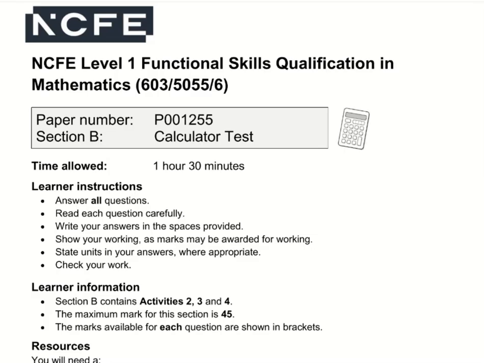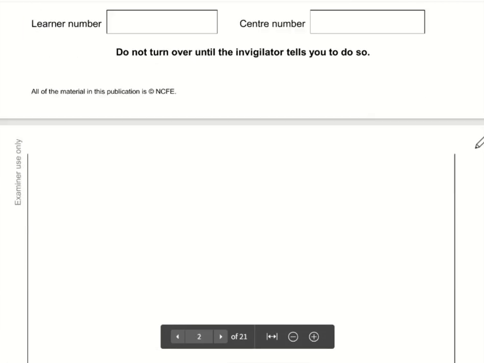Here are the video solutions for NSE Functional Skills Maths Level 1. This is Section B, which is the calculator section, and this is February 2020. So let's take a look at the first question.